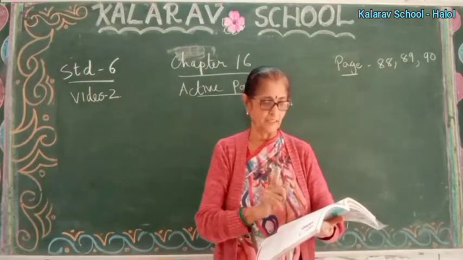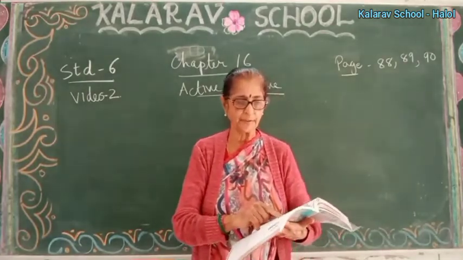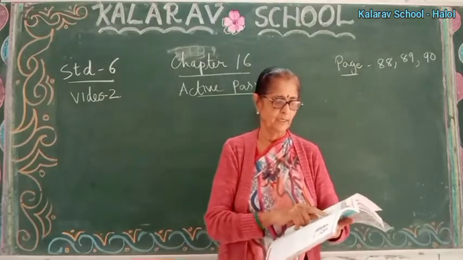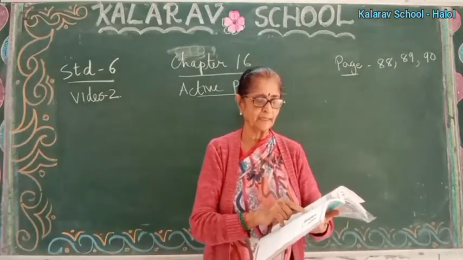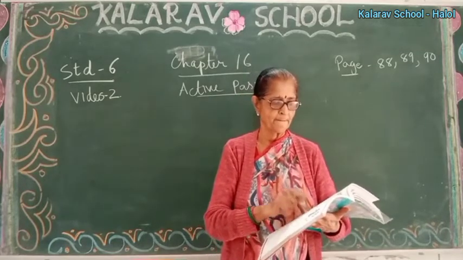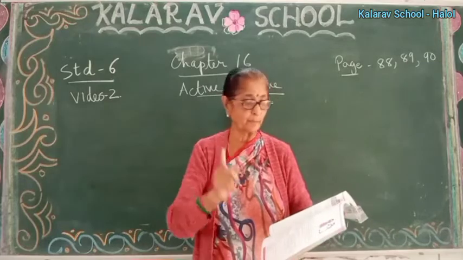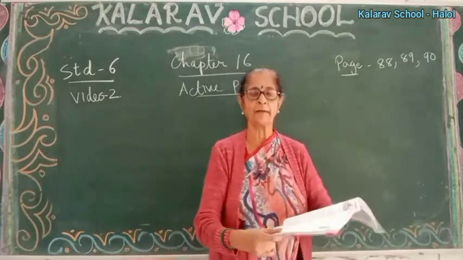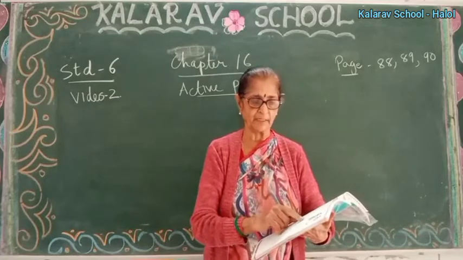Future continuous tense. Verbs in the future continuous tense cannot be expressed in the passive voice. Now future perfect tense. Rita will have learned the poem by evening. Now continuous is not there, but perfect is there. The poem will have been learnt by Rita by evening. Passive.